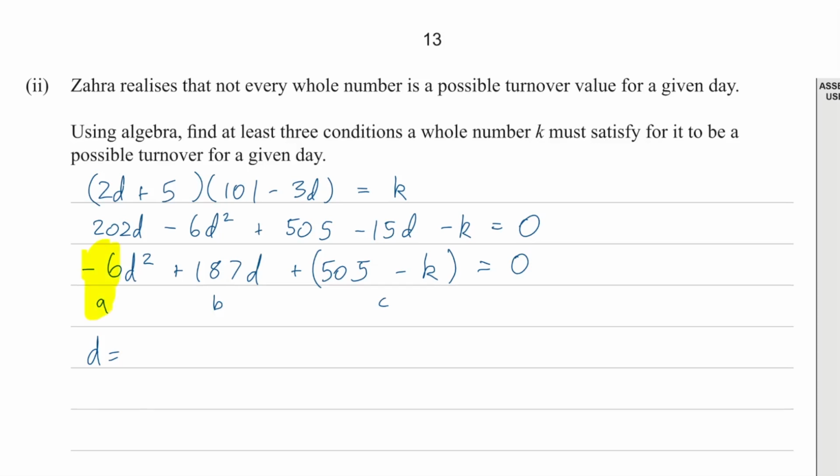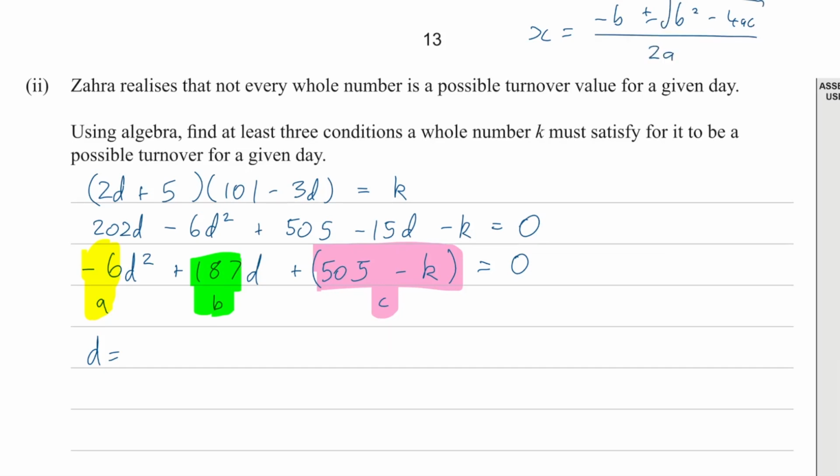A, b, and c. And a reminder, the quadratic formula is up there. So now what we're doing is substituting our values for a, b, and c, but in this case, c is actually in terms of k. So let's do that now.